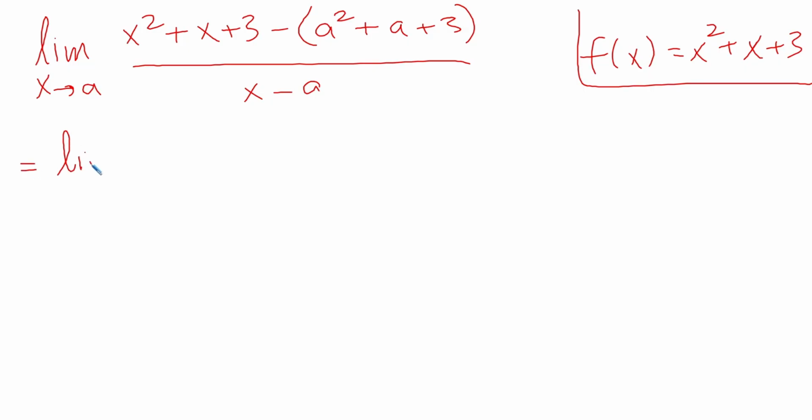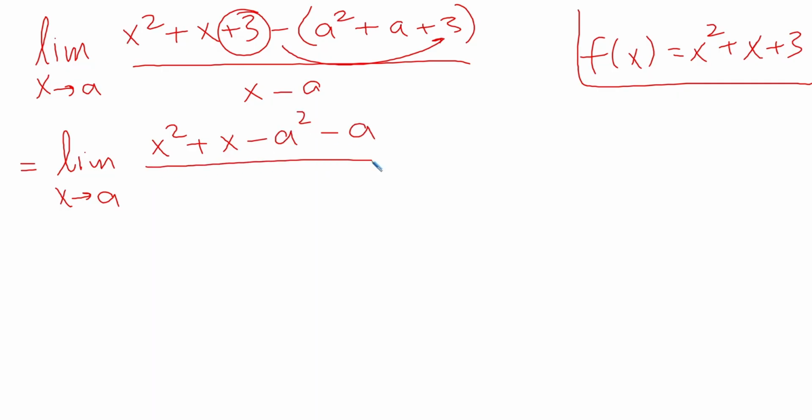So we'll see if I go in here and cancel out the plus 3 with the minus 3. I'm just going to skip that little step, right? I have a plus 3 there, and then a minus 3 that gets distributed. So I'm going to cancel those out. We'll have x squared plus x minus a squared minus a over x minus a. And we'll see that these ones do get just a bit trickier.